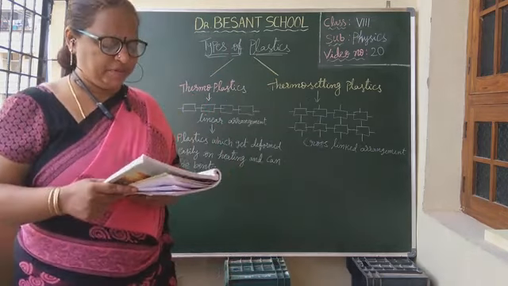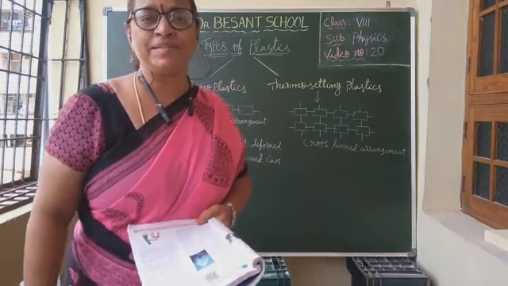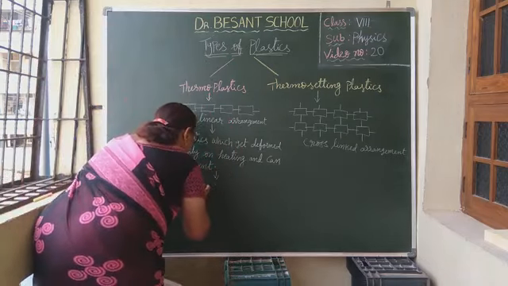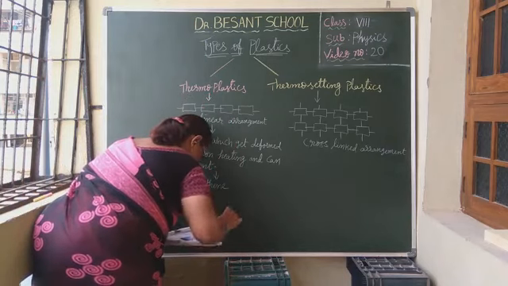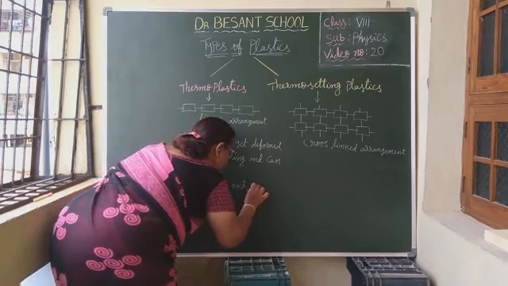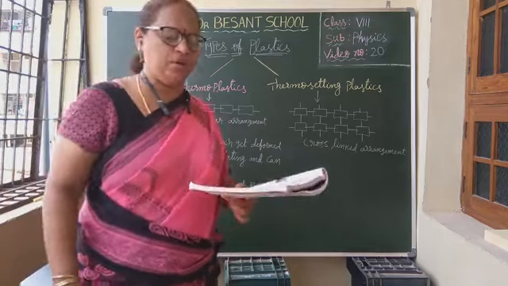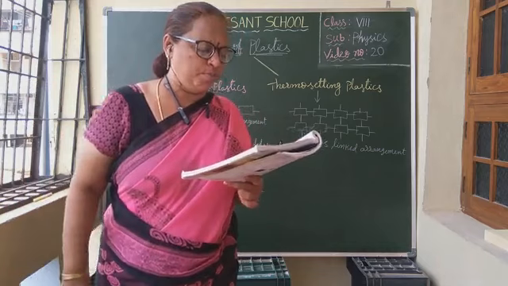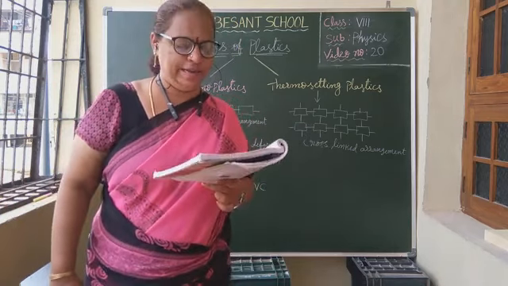Some of the thermoplastics are polythene and PVC. The type of plastics which come under thermoplastics, for example, are polythene and PVC. What is meant by PVC? Polyvinyl chloride. These are used in manufacturing toys, combs, and various types of containers.